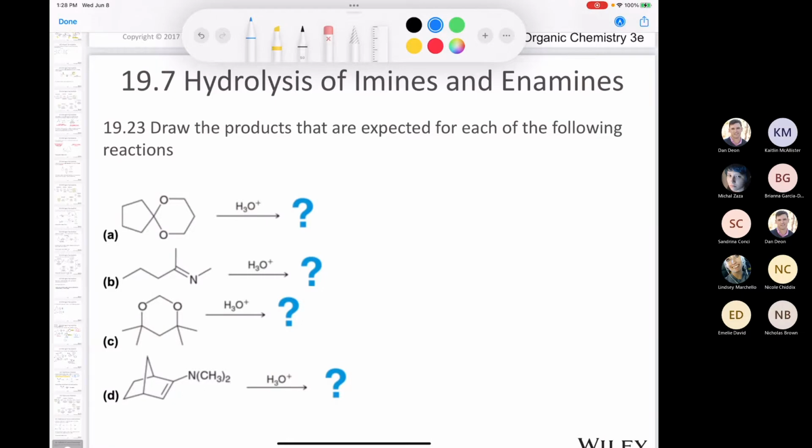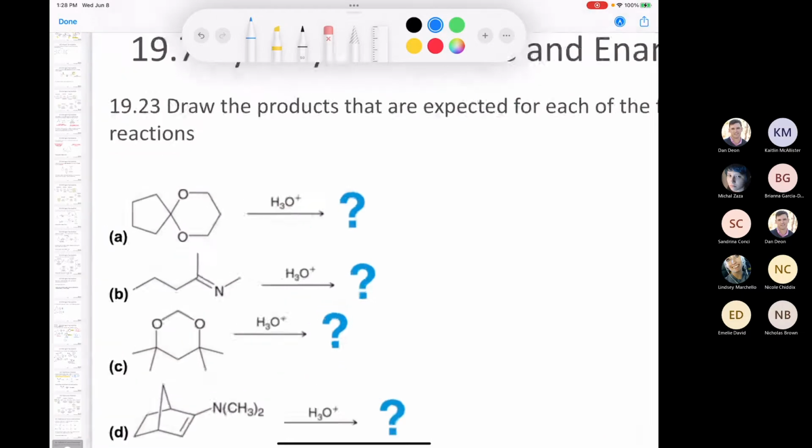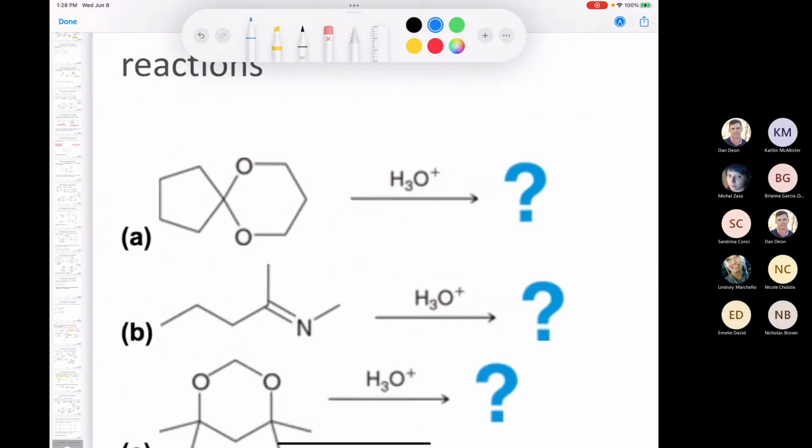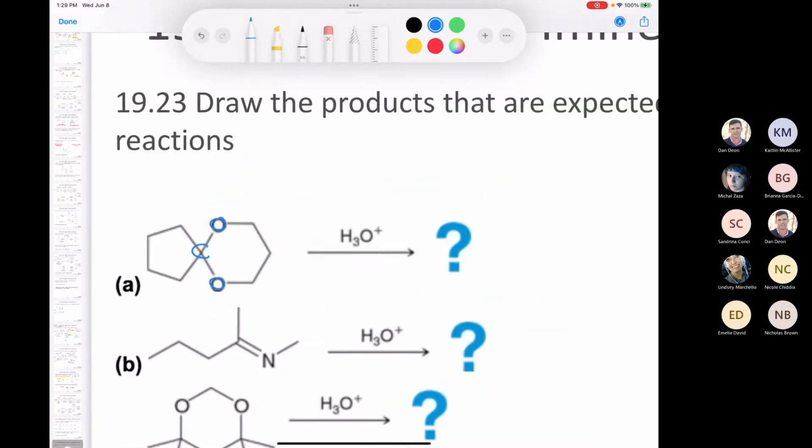So let's see here. We've got an acetal. Let's investigate this acetal very closely. We have the carbon that has two oxygens attached to it. So we have this carbon here with our oxygen here and oxygen here. Remember, an acetal is when you have a carbon with two OR groups attached to it, and then we've got two R groups. This is an acetal.